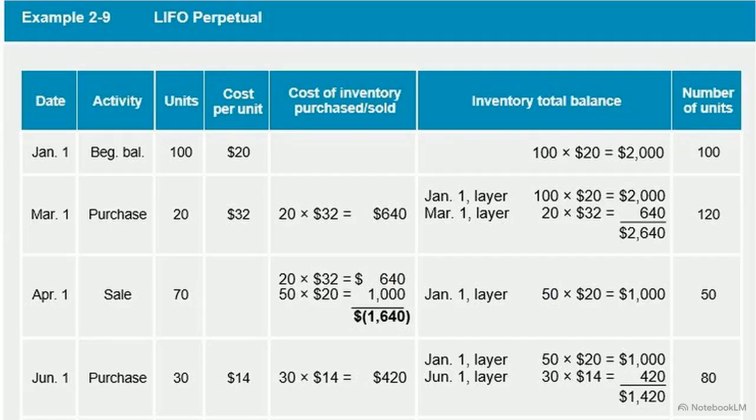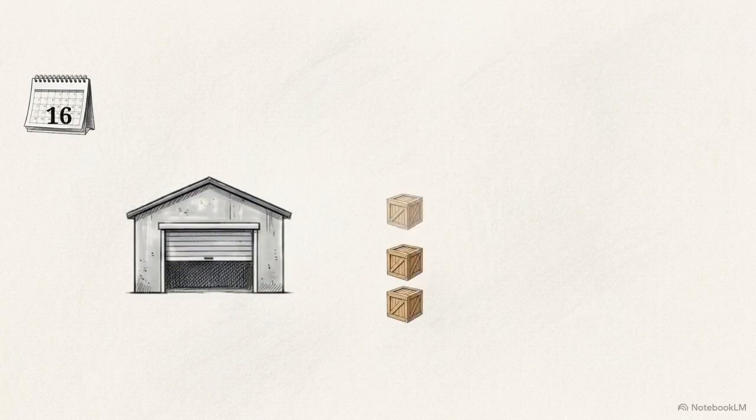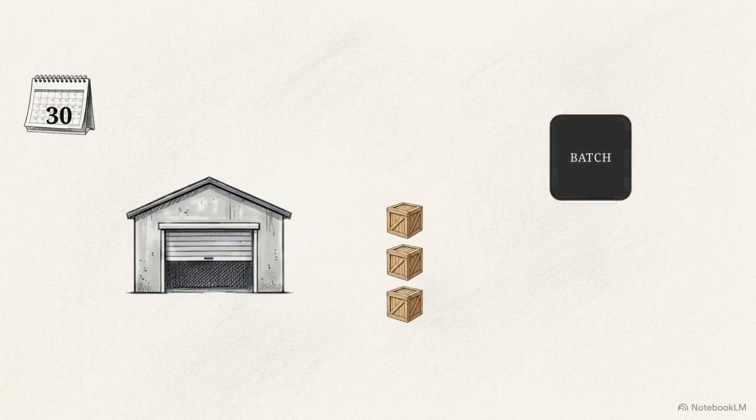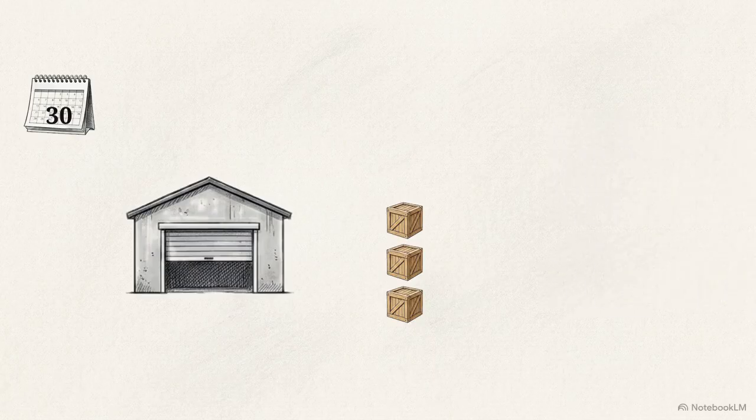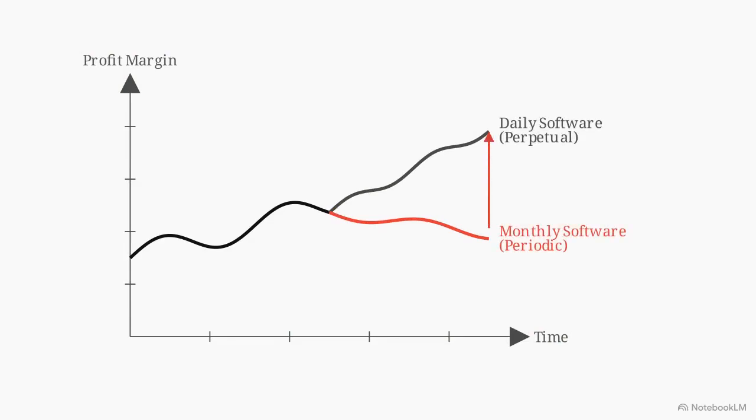LIFO reverses the flow. Newest items ship first. Older costs are trapped in distinct historical layers, like these January and March tiers. During the April 1st sale, the algorithm peels away the top layer, burning through March inventory before touching January stock. But a periodic LIFO system ignores the day-to-day timing. It waits until the end of the month, identifies the absolute latest deliveries from the entire period, and flushes those out as a single aggregate batch. Because what counts as newest changes depending on whether you calculate daily or monthly, a company using LIFO will see completely different profit margins based purely on the frequency of their accounting software.